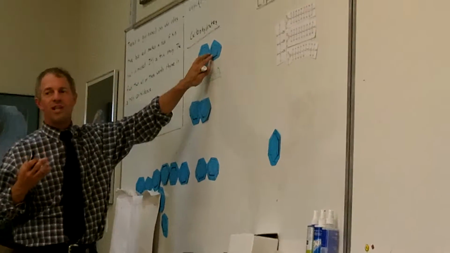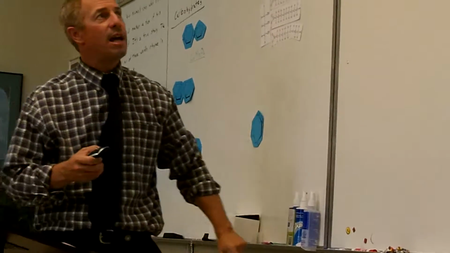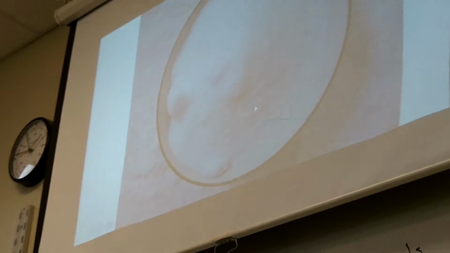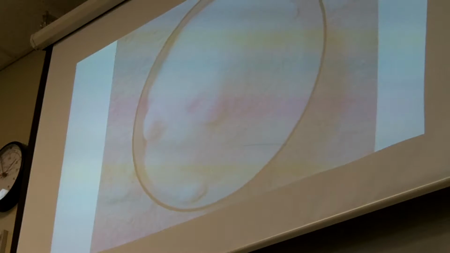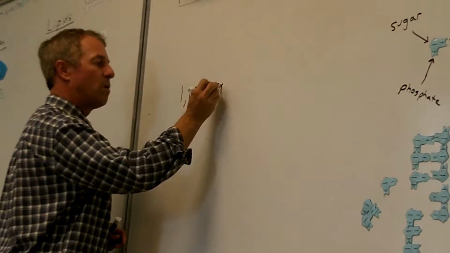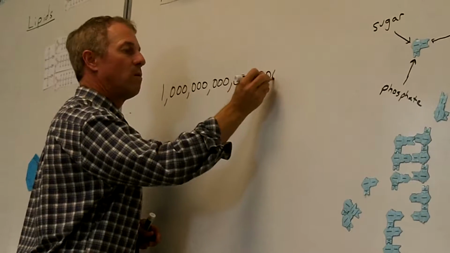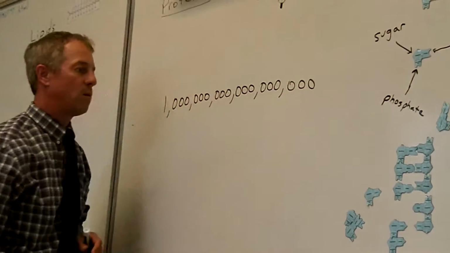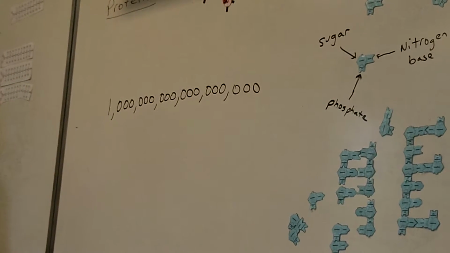Now, I want you to understand how small these things are. These molecules are tiny. If you take one single grain of sugar, y'all know how big a sugar grain is, right? Tiny. One grain of sugar has about this many sucrose molecules. One grain of sugar has that many sucrose molecules in it.